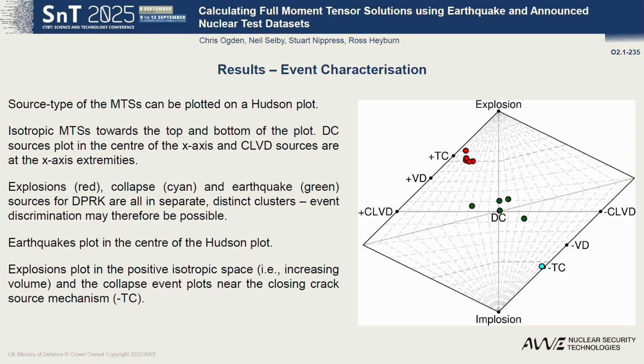In terms of characterization, which is what this session is about, we can plot them on the Hudson plot, which is analogous to the lune that some of you may be more familiar with. The idea being that towards the positive and negative extremities, you're looking towards explosion and implosion, and in the center, you're looking at double couple. And you'll see that the earthquakes in green center around the double couple, the explosions are towards the top in more explosion space, and the collapse event is in the bottom right near a negative closing crack.